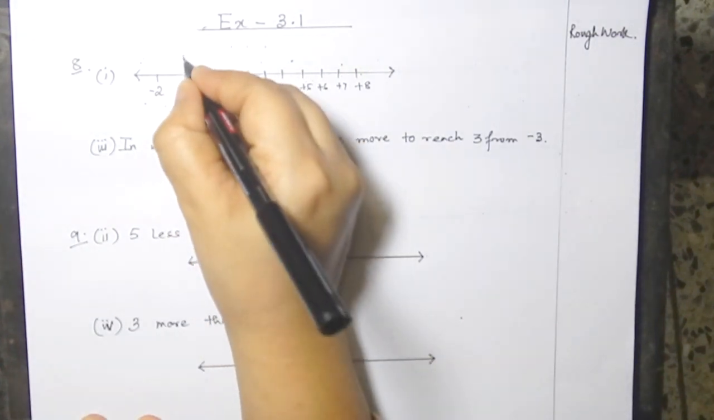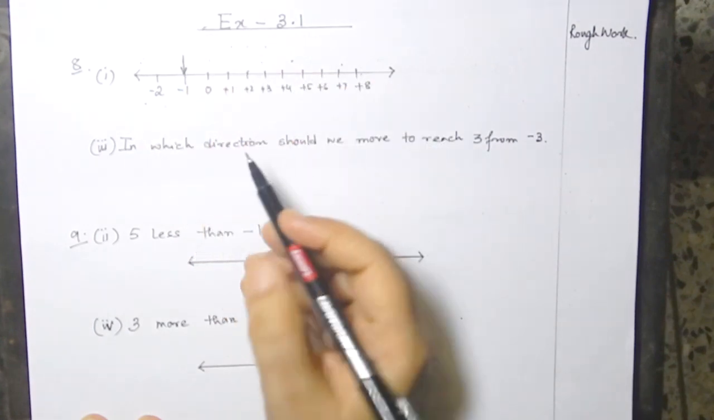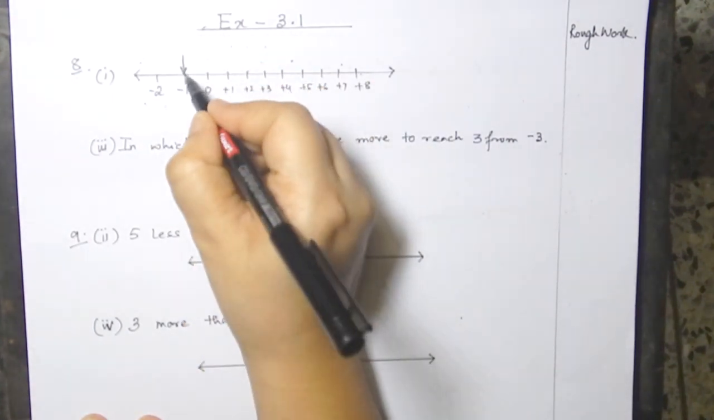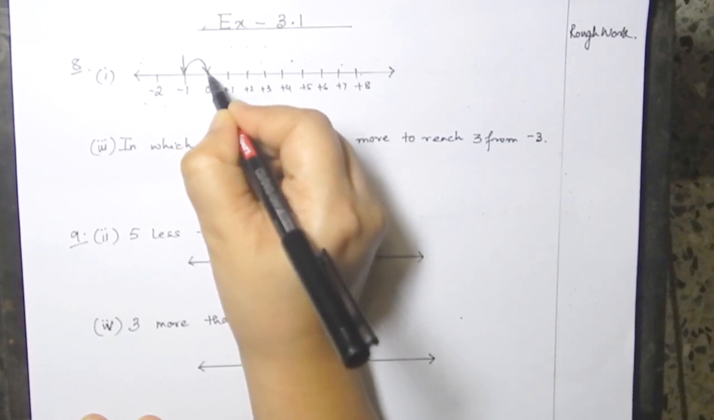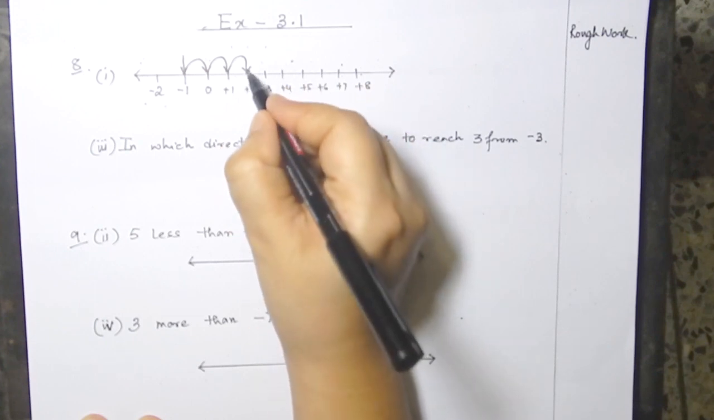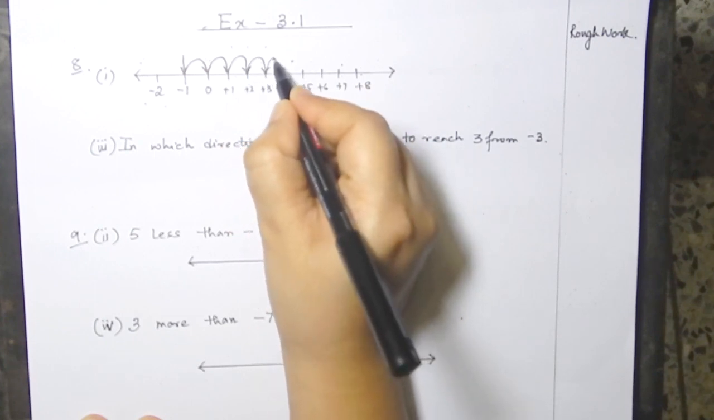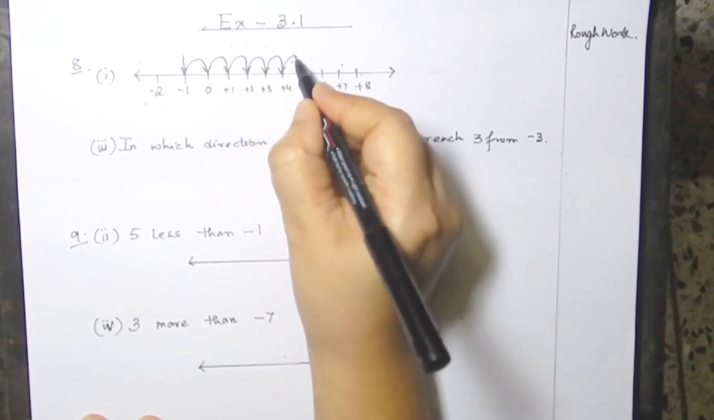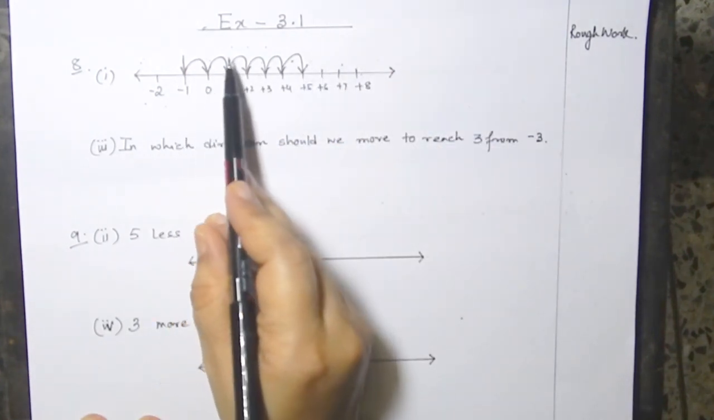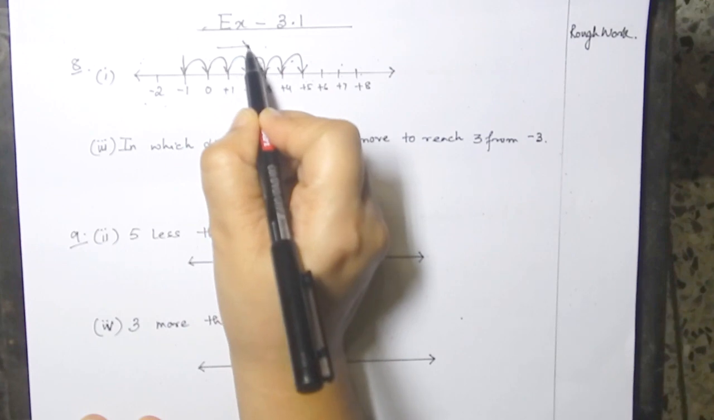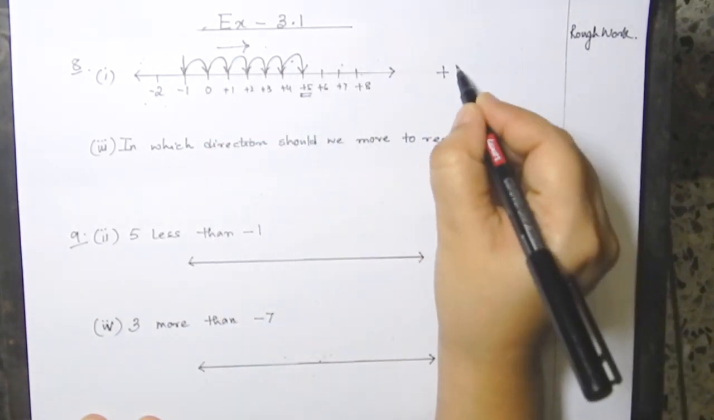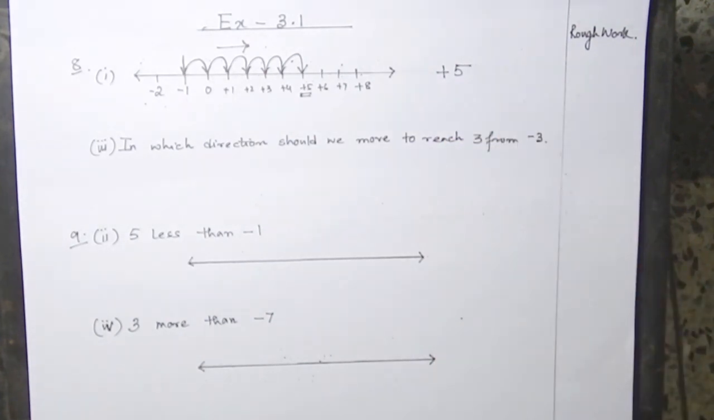So this is my starting point, minus 1, and I have to move 6 units towards the right. So 6 times. 1, 2, 3, 4, 5, 6. So I started from minus 1 and I moved towards the right 6 units, I reached plus 5. So my answer is plus 5.